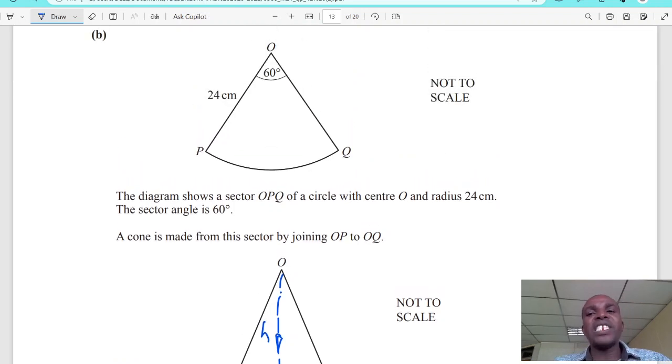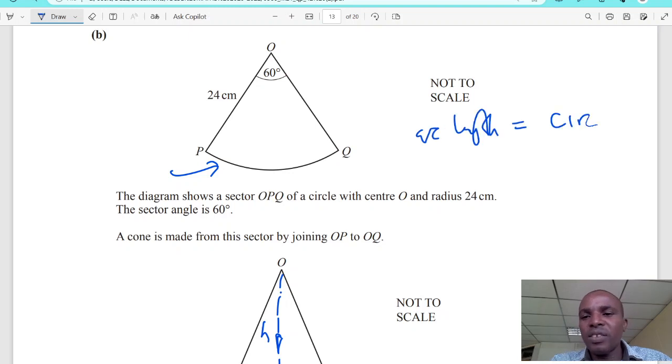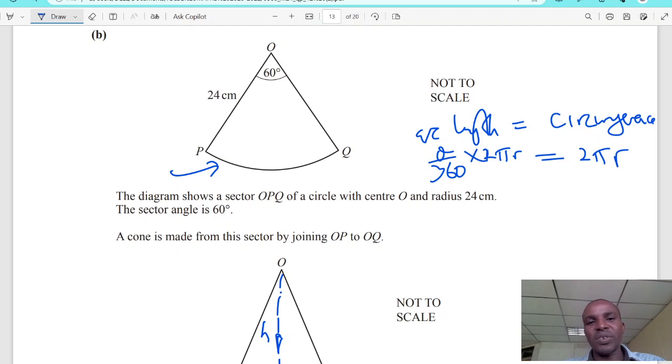Please take note. There are things that are the same actually, because this cone was made from the sector. So you can check PQ. On this sector, it was the arc length, but now PQ is the circumference. So you can say the arc length is equal to the circumference. That's how I find the radius r of the cone. The arc length here is theta over 360 times 2 pi r. The circumference is 2 pi r. Then you find your radius, right?